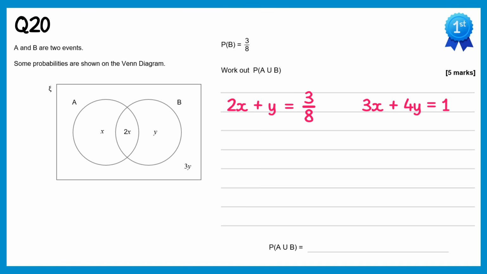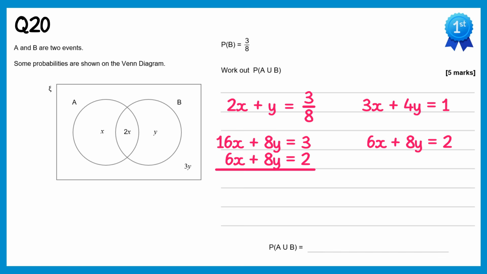What we have here is a set of simultaneous equations to solve. On the left one, it might make sense to multiply both sides by 8 first of all to clear the fraction. So if we multiply 2x by 8, we get 16x, and y by 8 becomes 8y, and 3/8 by 8 leaves you with 3. Now since this one has 8y, I'm going to double the other one so we also get 8y. So 6x plus 8y equals 2. So if we take this over here and subtract the equations, 16x take away 6x is 10x, 8y take away 8y is 0, and 3 take away 2 is 1. So we find that 10x equals 1, in which case 1x must equal 1 over 10 or 1/10.